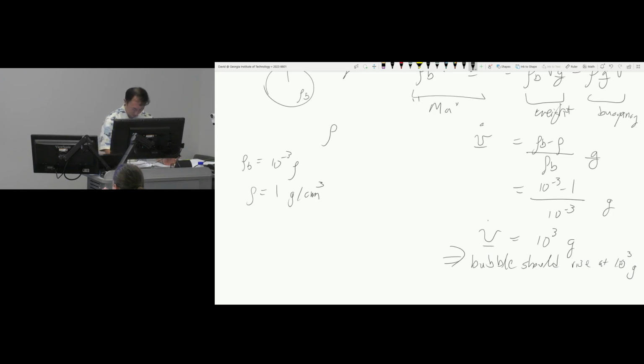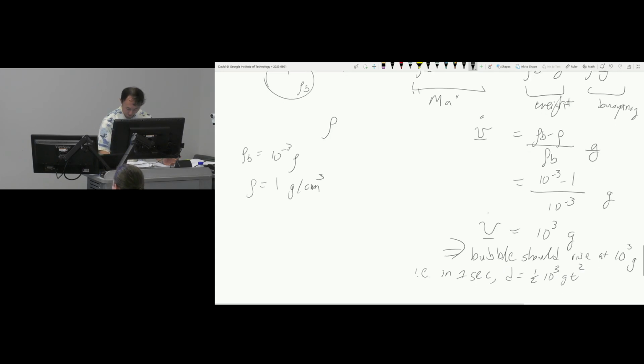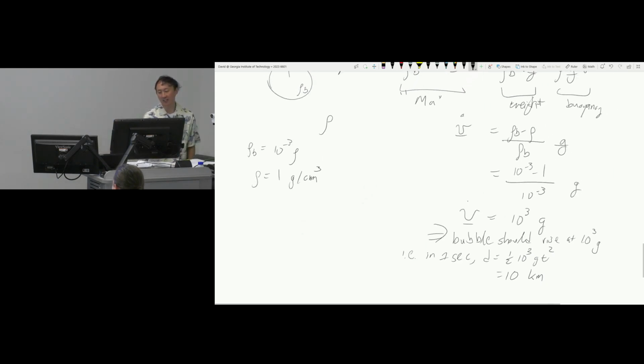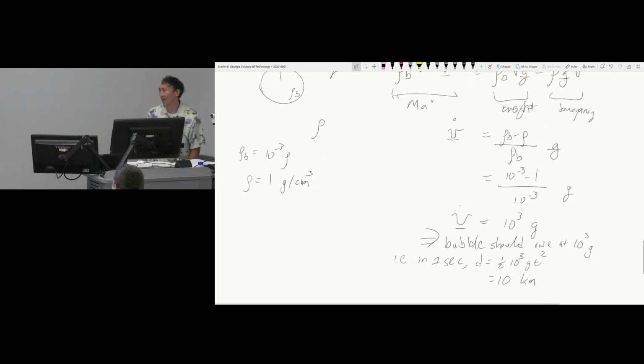In other words, in 1 second, it will travel a distance of 1/2 times 10 to the 3rd times g t squared, which is about 10 kilometers. So that's way too fast. That's way too fast by 3 orders of magnitude. I release a bubble underwater.